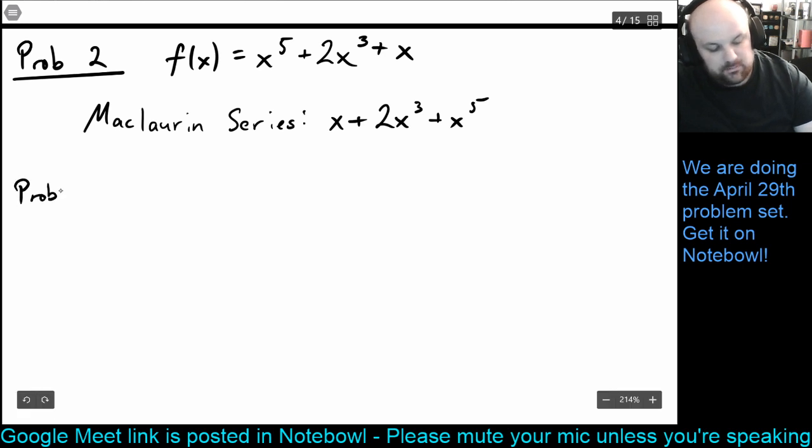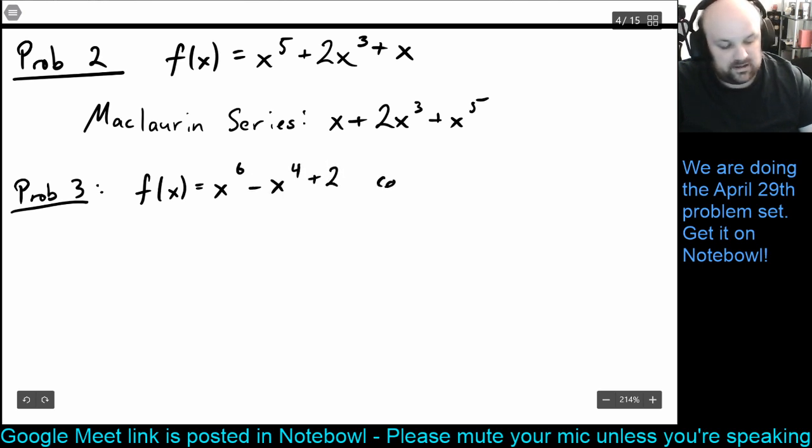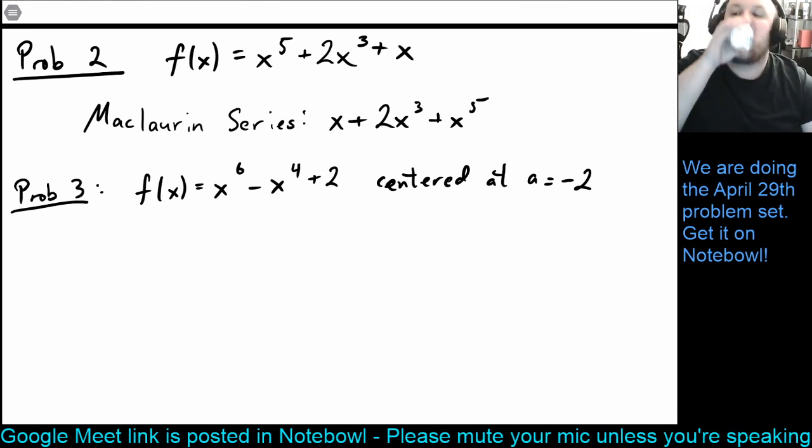Problem 3. I want to find a Taylor series for x to the 6th minus x to the 4th plus 2 centered at a equals -2. So how do we do this?